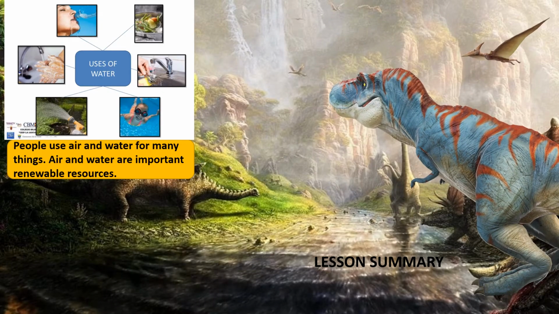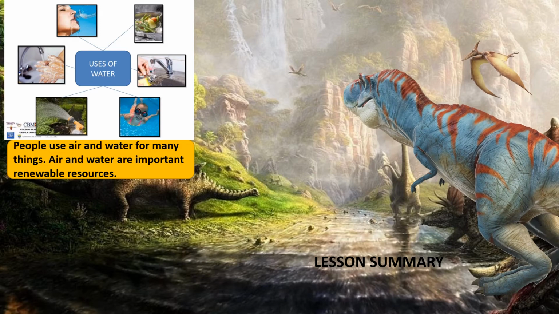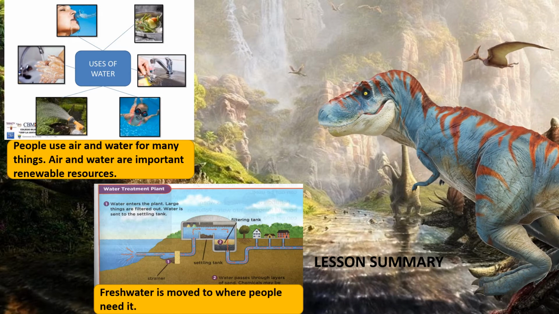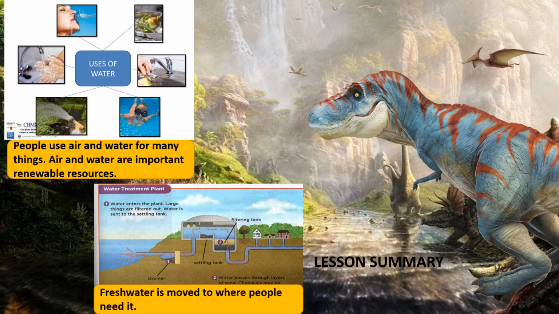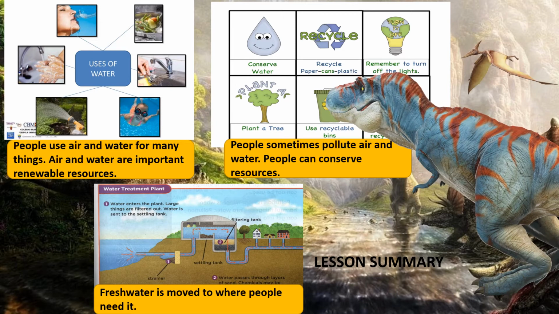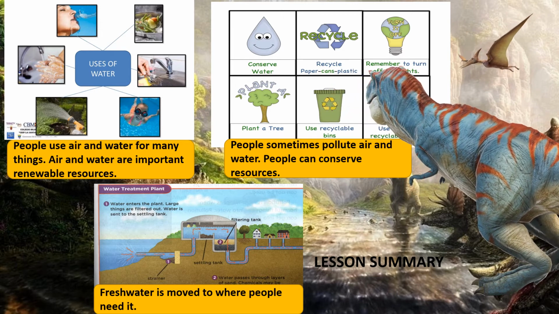People use air and water for many things. Air and water are important renewable resources. Fresh water is moved to where people need it. People sometimes pollute air and water. People can conserve resources.